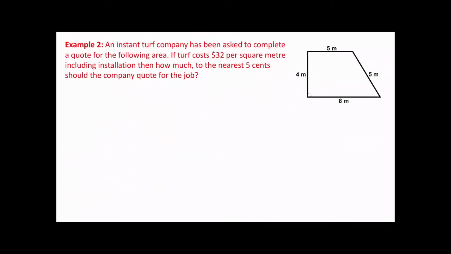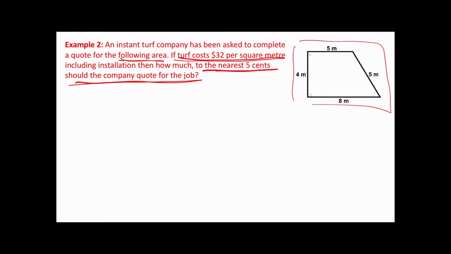Before I start, because it is a worded problem. An instant turf company has been asked to complete a quote for the following area. If turf costs $32 per square metre including installation, then how much to the nearest 5 cents should the company quote for the job? Okay, so I know that when they say following area, that's referring to this bit over here. I also know that the turf costs $32 per square metre. My answer is going to have to be rounded to the nearest 5 cents. And I'm trying to figure out how much the company should quote for the job.